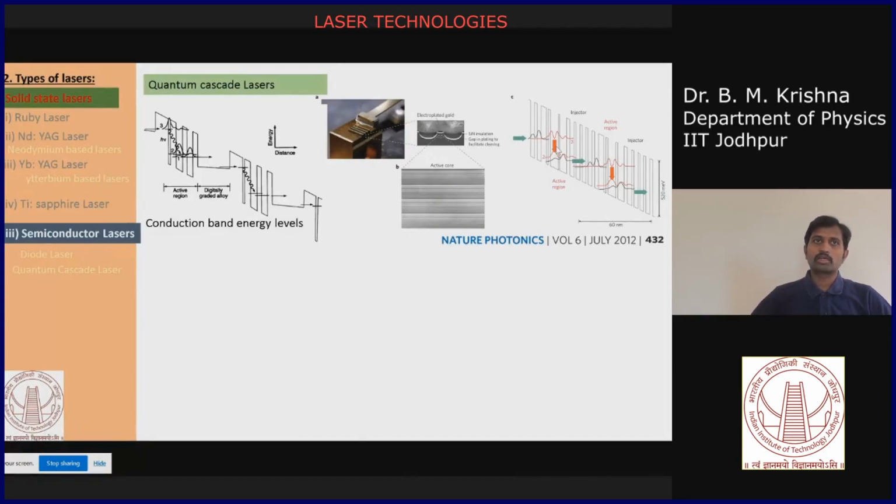So this kind of cascade laser can be designed. This is a completely artificial design, a human-made design. You take advantage of quantum mechanics. You create your conduction band energy levels in such a way that you use the electron multiple times. Like in a semiconductor device, what happens? You pump the electron to the excited state. When you have stimulated emission, this is the conduction band and this is your valence band.